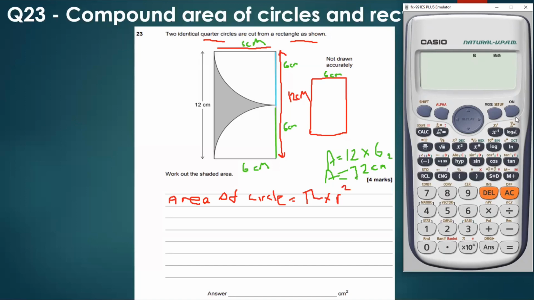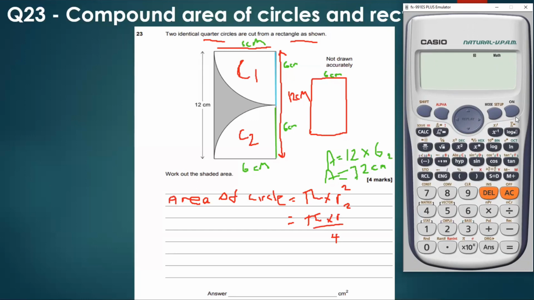So that is going to be the area of a full circle. Now we have got a quarter circle, so we're going to divide our answer by 4 for the quarter circle. So it's going to be pi times r squared over 4. Okay, so that's going to work out. I'm going to call this C1 for circle 1 and C2 for circle 2, although it's going to give me the same answer because it's both quarter circles.